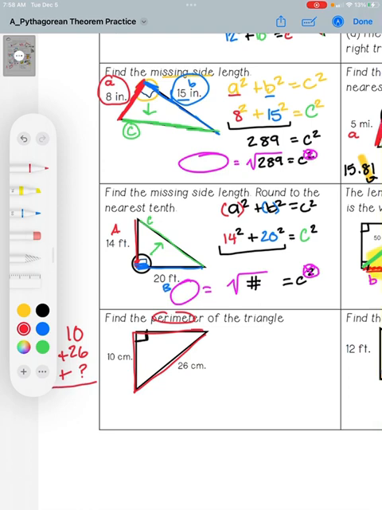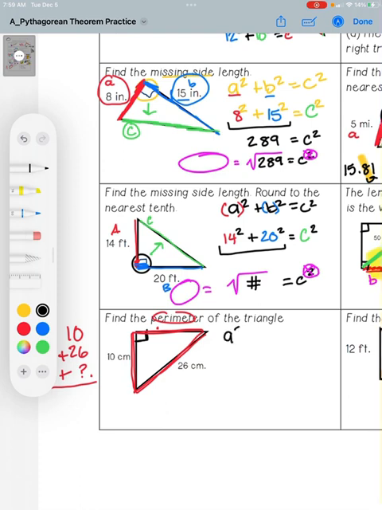Perimeter means take the outside edges and add them all together. Well, I don't know all 3 outside edges, but I do have a right triangle with a missing side, and I need that missing side so I can find the perimeter. Since I have a right triangle with a missing side, I can use Pythagorean theorem, and I want to because I need the value of that missing length.